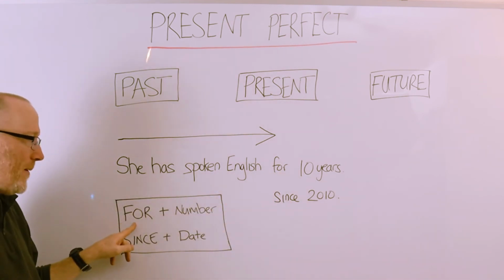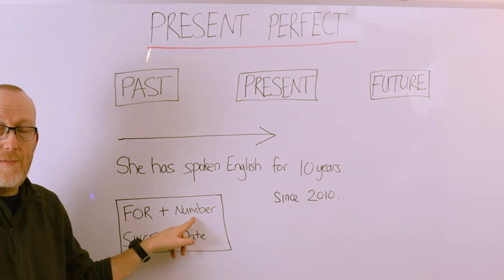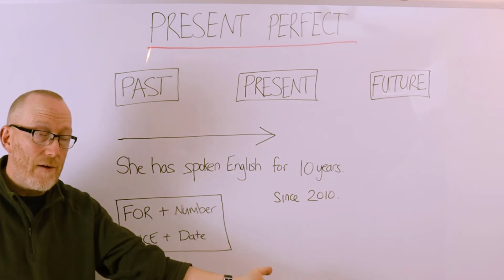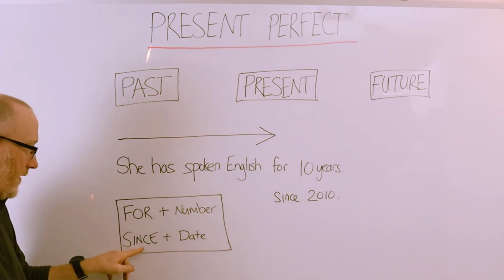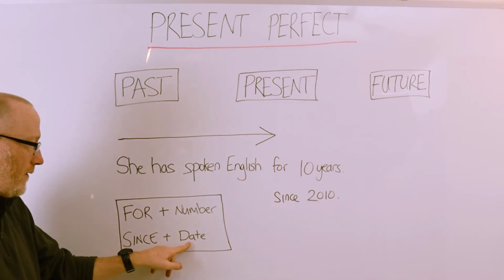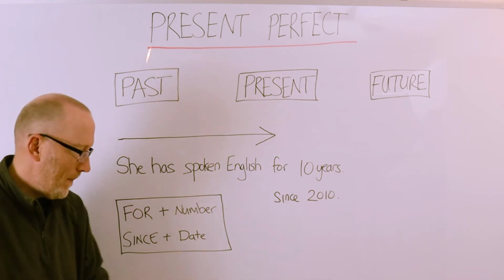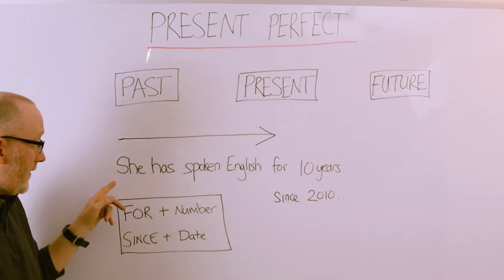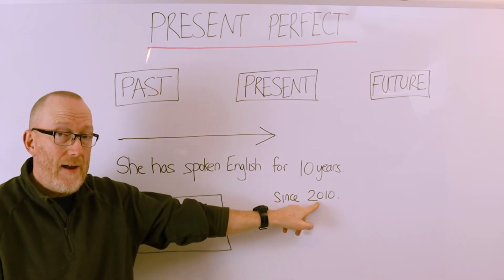For, the preposition for is always followed by a number. For 10 years, for 3 days, for 15 hours. Whereas since is always followed by a date or a time. That should read date or time. So in this example, she has spoken English since 2010.